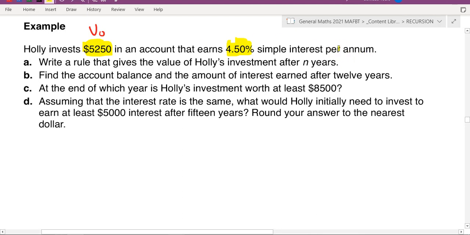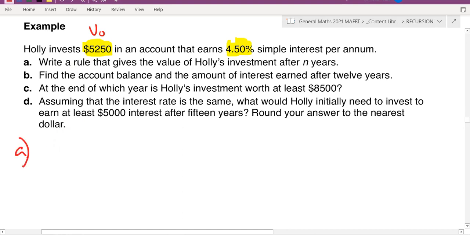Now per annum, don't get too worried about this. It just means per year. But sometimes that'll change to per month or quarterly or monthly. But you'll hear more of that later on. So first things first, write a rule. When you see the word rule, it's going to refer to the nth term rule that gives the value of Holly's investment after n years.